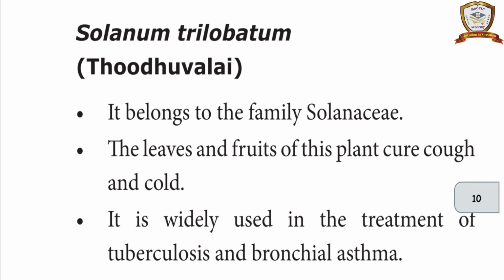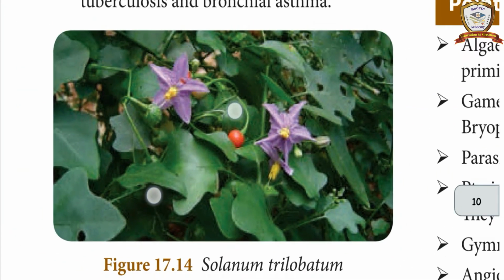Solanum trilobatum, Thuthuvalai. It belongs to the family Solanaceae. The leaves and fruits of this plant cure cough and cold. It is widely used in the treatment of tuberculosis and bronchial asthma.